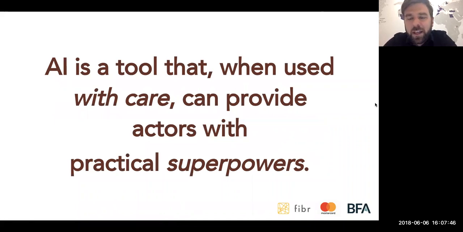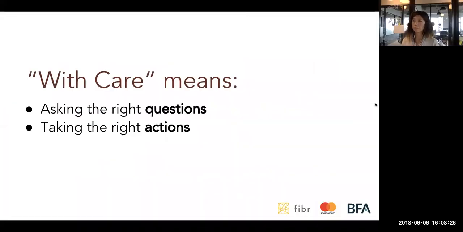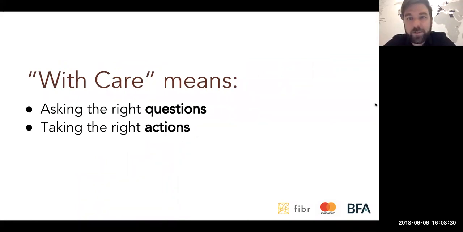So in other words, AI, when it's used with care, can provide actors and their expert positions with practical superpowers. And there's a key section of this statement on the next slide, which is highlighted. What does this mean, with care? It's a tool that can reduce pains and increase gains, but what does this with care mean? Well, we think that there's two critical questions to ask. Let's see, I think that got moved down. With care to us, when you're implementing an AI solution, whether it's machine learning or automation, is about asking the right questions and then taking the right actions. So these are the two high-level statements about what it means to do this with care.